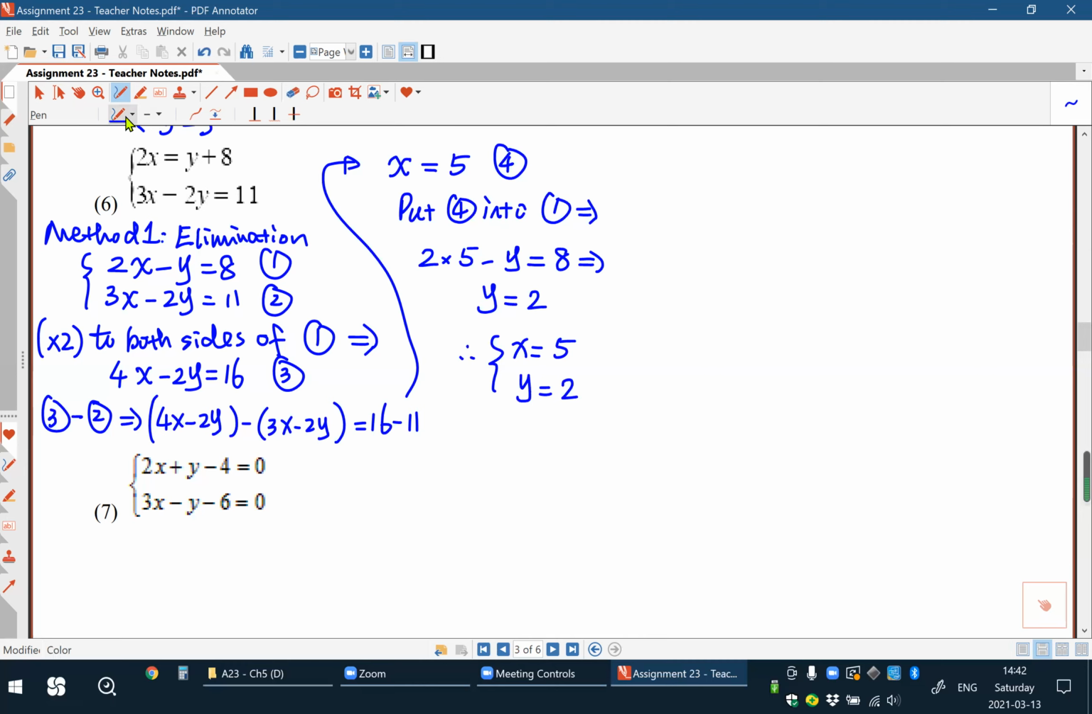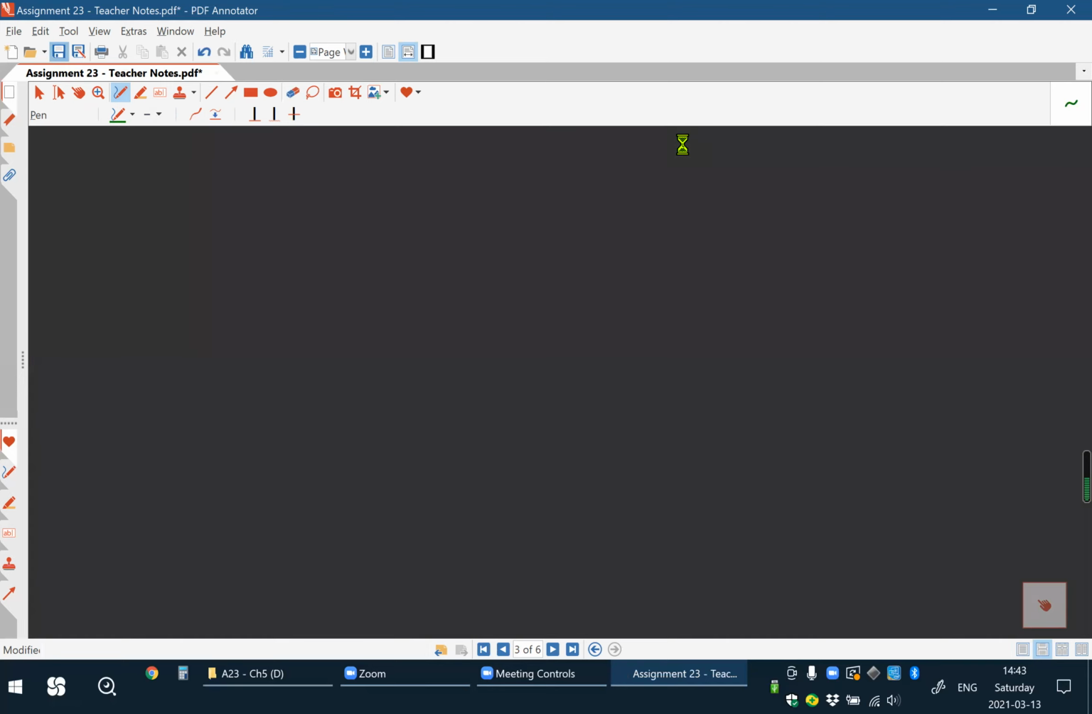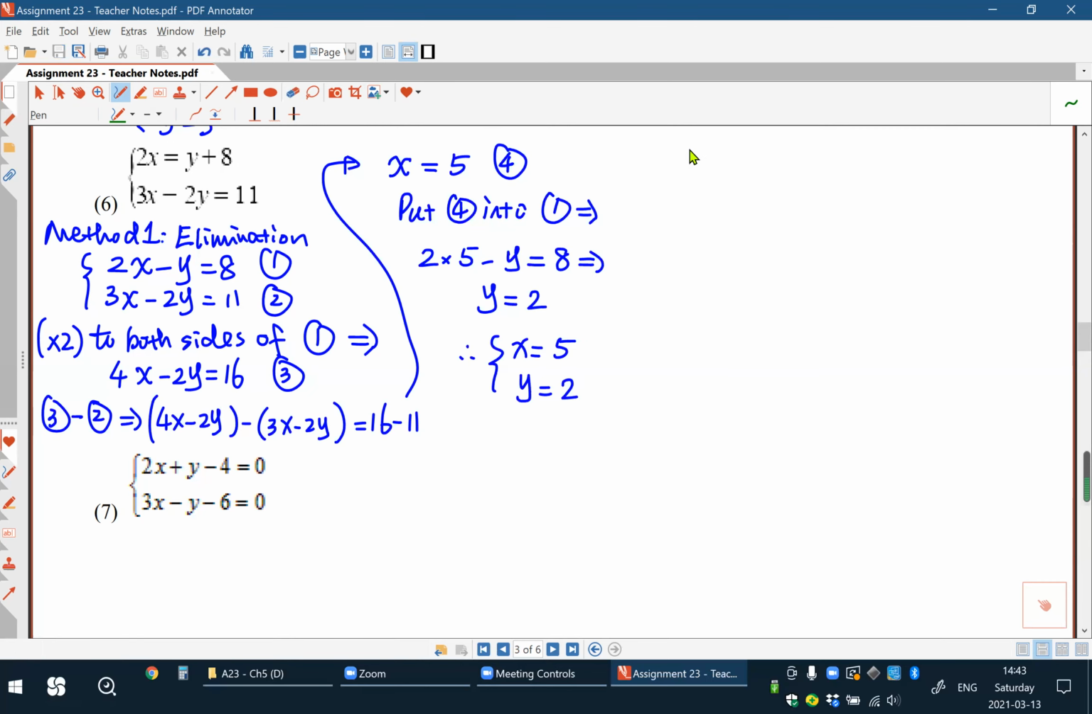Okay, any questions? No? All right, let's see the second method. Second method, which is called substitution.